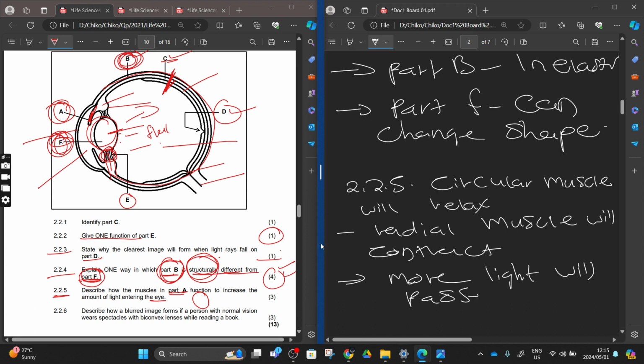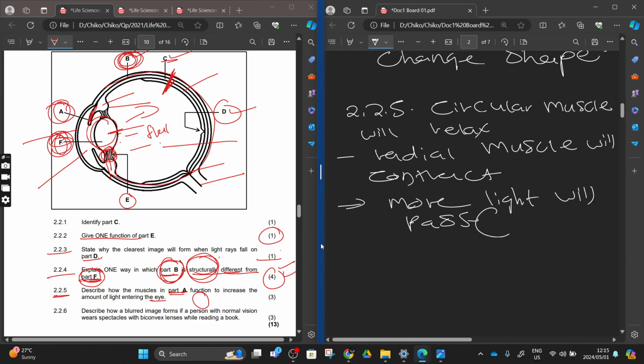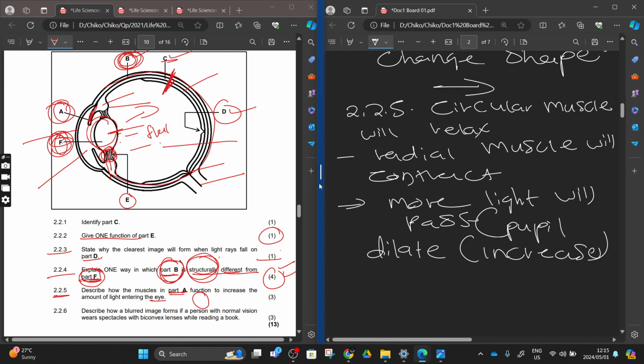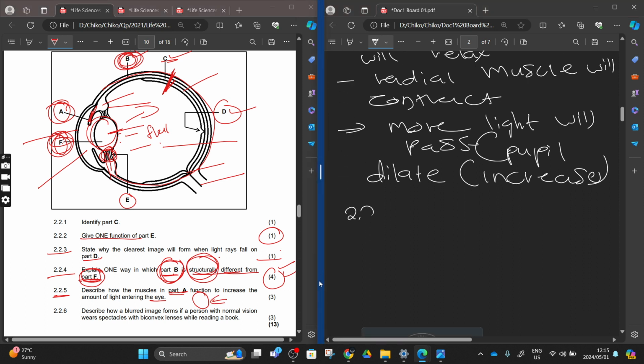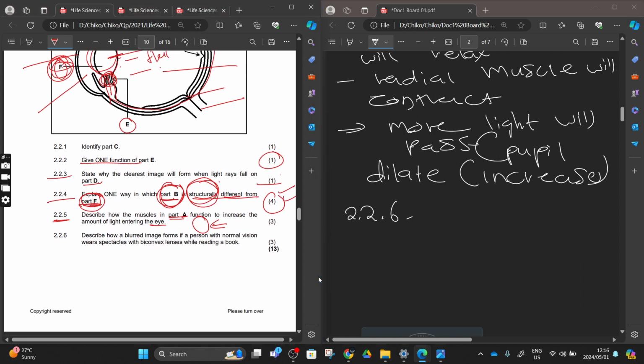To describe the muscles in part A function to increase the amount of light entering the eye. Then here, rather than saying more light will pass, we can say the pupil dilates, or increases. So we want that pupil to increase while this is happening. They also want us to explain the pupillary mechanism in dim light, as you can see. You agree with me? 2.2.6.